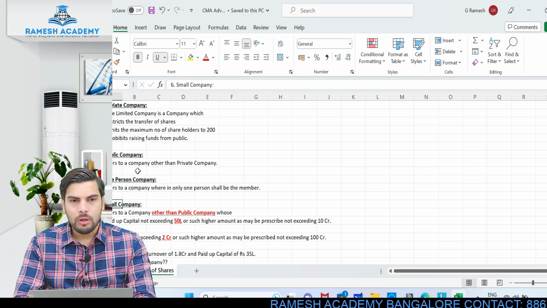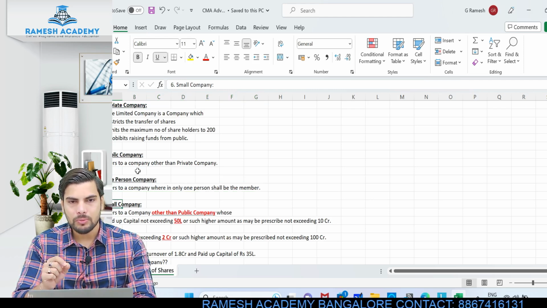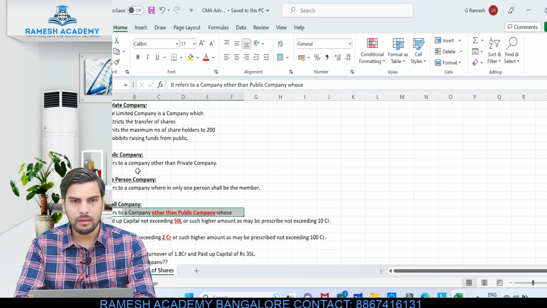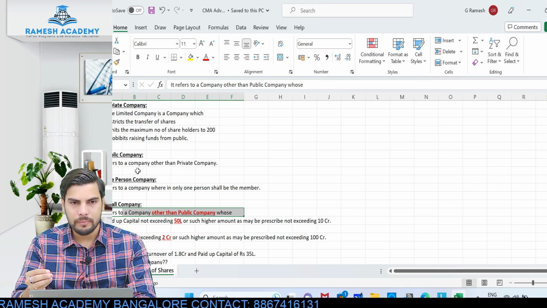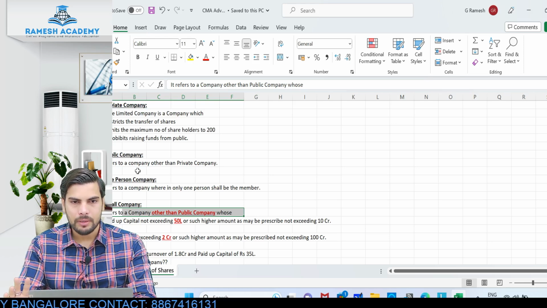So what about small company? Very first point to remember is, can a public limited company be a small company? No. Look at this definition. It refers to a company other than public company. Clear? So whenever a particular company is a public limited company, straight away it is not a small company. In order to come in this criteria of small company, it cannot be a public company, as simple as that. A public company can never be called a small company.